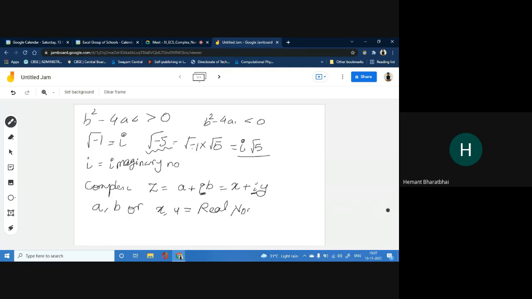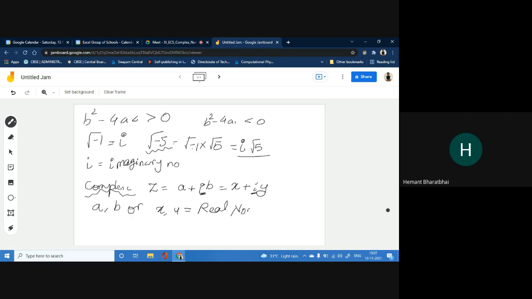Okay, it is a combination of real numbers with imaginary numbers. Generally it is denoted as a plus ib, or in many books it is also denoted by x plus iy. It's up to you which notation you want to use. So this a and b, you are writing as x plus iy. These x and y, both are real numbers. If you see here, you have this, an imaginary number i.